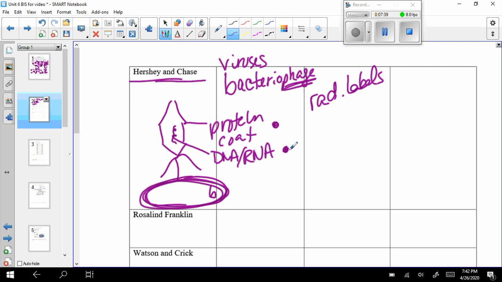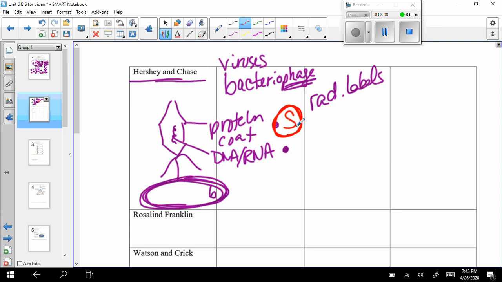from DNA. Proteins have carbon, but so does DNA. Proteins have hydrogen, but so does DNA. Proteins have oxygen, but so does DNA. Proteins have nitrogen, but so does DNA. So none of those would work. They had to find something that was unique to proteins, and that is sulfur. So I'm going to put a little S like this.